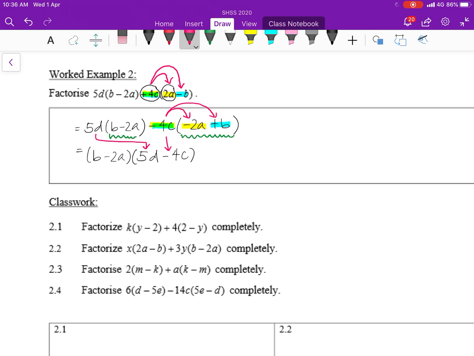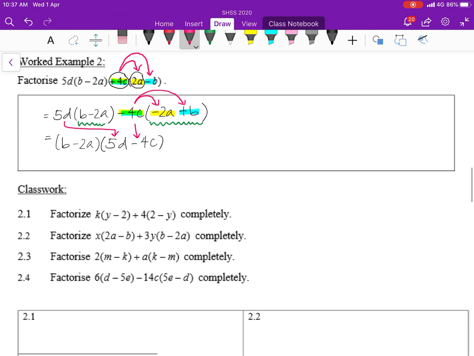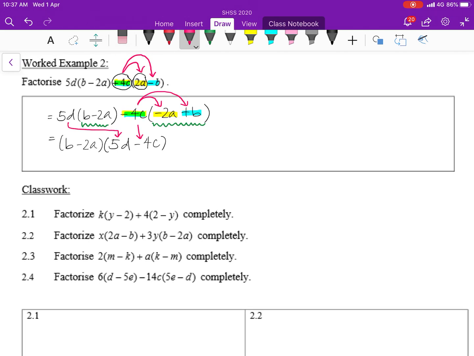If you don't know how to do this question, rewind the video back and check out the video again. For now, if you understood, I need you to do classwork 2.1 to 2.4 and upload your picture. Upload the picture of your working and answers into SLS for me to monitor.